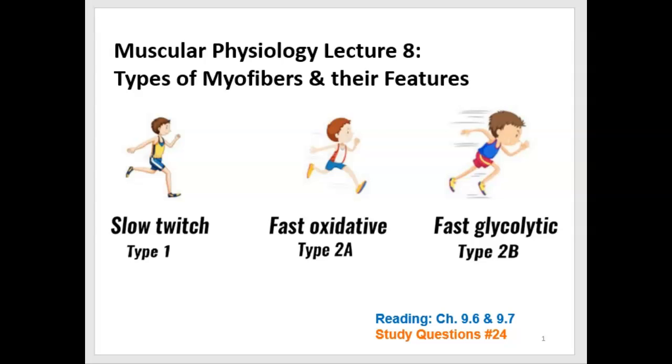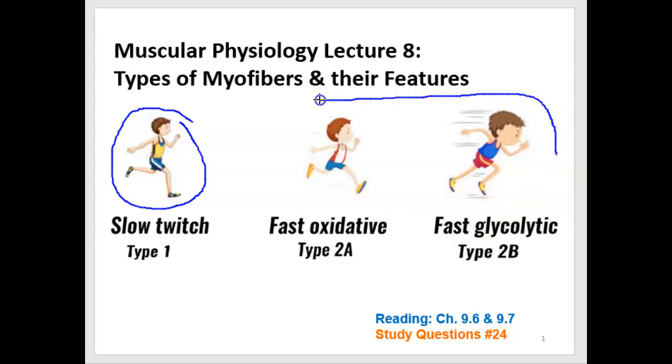In this lecture, we'll look at types of myofibers and their features. And there's three different types: slow twitch, fast twitch, but two types of fast twitch, oxidative and glycolytic. And as you can see from the cartoon, we use these different muscle cells for different activities. So for slow twitch, we'll use that for sustained activities, and fast twitch for short bursts of intense activity.